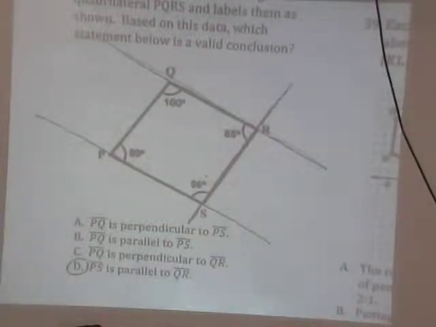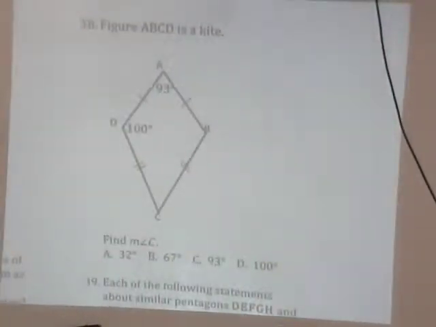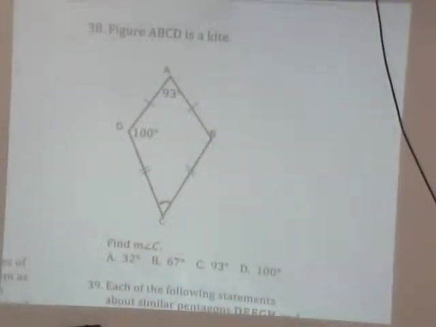Questions on 37? On that last question. All right, moving on. 38. Figure ABCD is a kite. Find the measure of C, so they want to find this angle here. Do I know this angle here, B? Yes, it's 100. Good. Non-vertex angles of a kite are congruent. Excellent. So this is also 100, we say.